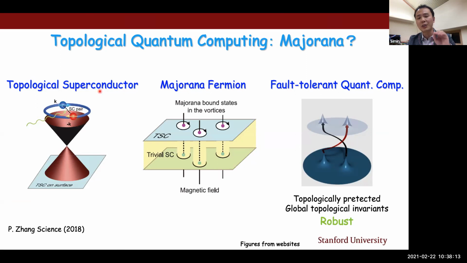When a magnetic field is applied in these systems, we can find the Majorana fermion at the vortex center. The Majorana fermion is equal to its own antiparticle and obeys non-abelian statistics. As the Majorana fermions are protected by global topological invariance, they are robust against local perturbation. So we can use the Majorana fermion to realize fault-tolerant quantum computing.